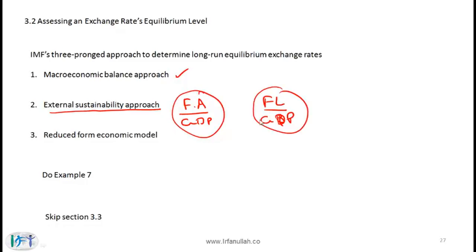the benchmark level. Reduced form economic model seeks to estimate the equilibrium path that a currency should take on the basis of the trends in several key macroeconomic variables such as a country's net foreign assets position, its terms of trade, and its relative productivity. So essentially for this section you simply need to learn these three definitions and then do example 7.